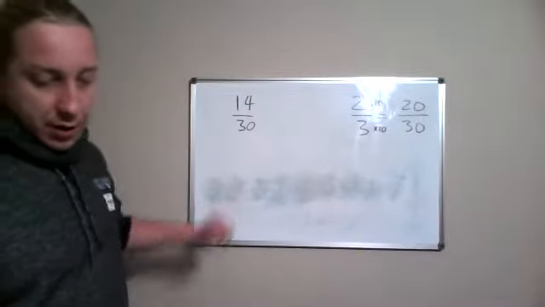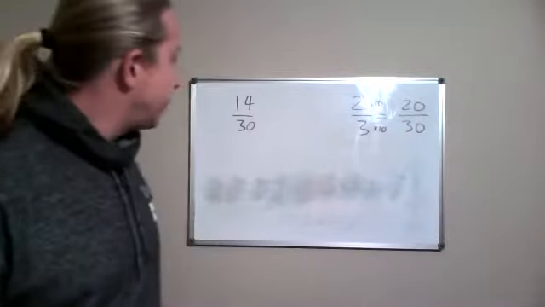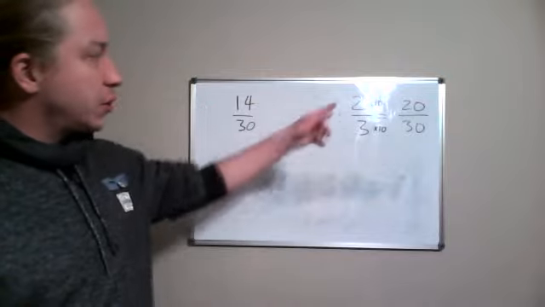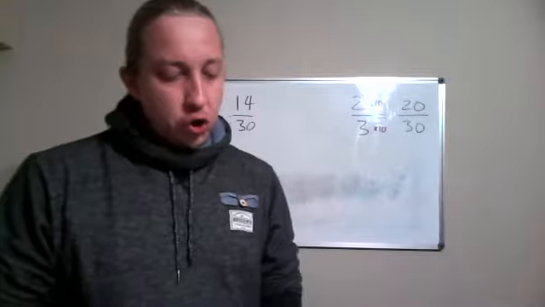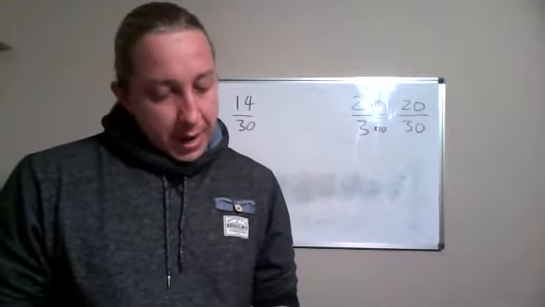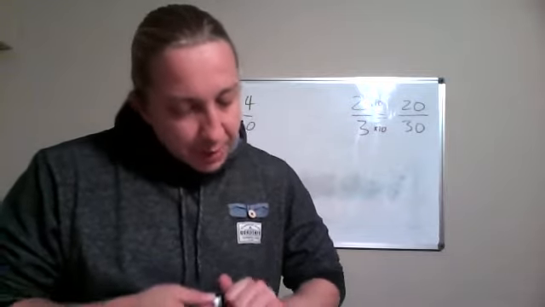Right, so what was her name? Tandi sold 14 out of 30 cupcakes. John sold 20 out of 30 cupcakes. So obviously John sold more. Okay, and the next one, number 2.